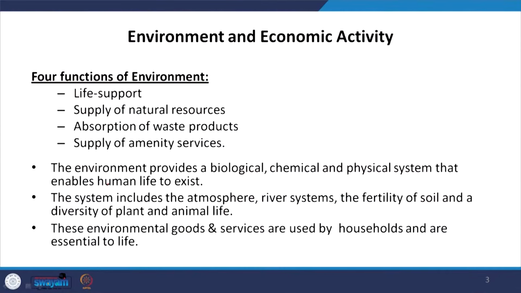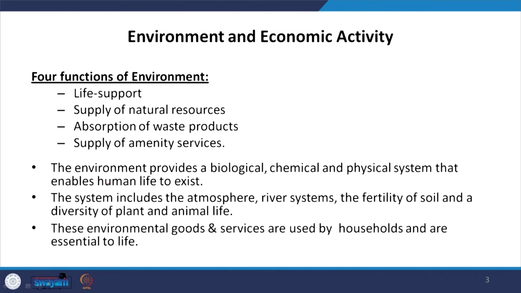So, if you look at the environment and economic activity, then you will know that the environment provides us four kinds of functions. First is life support, second is supply of natural resources, third is absorption of waste products, and fourth is supply of amenity services.